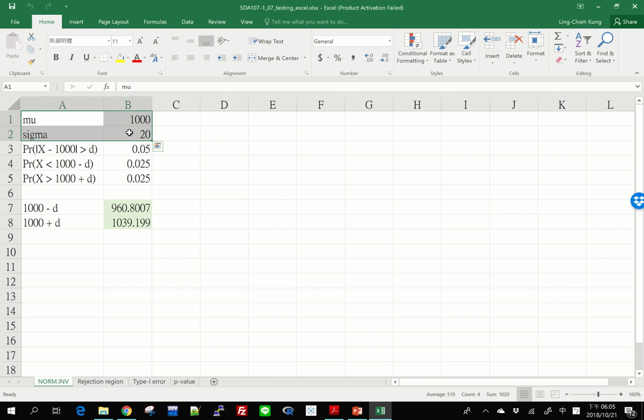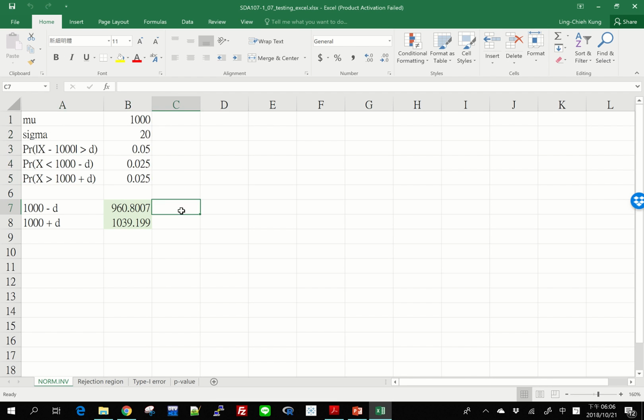I have a normal random variable where the mean is 1000 and the standard deviation is 20. I want to find a cutoff, or I should say a lag length d, such that the probability for my random variable x to deviate from 1000 by more than d is 5%. If I only look at the left part, or only the right part, I get half of it, so that's why it's 2.5%. All of these are problem settings.